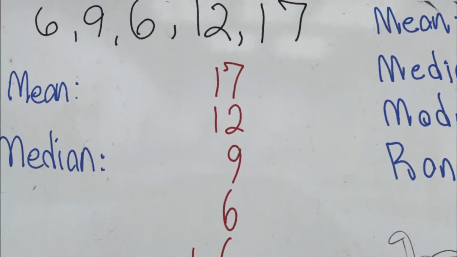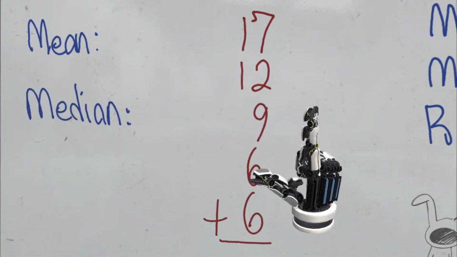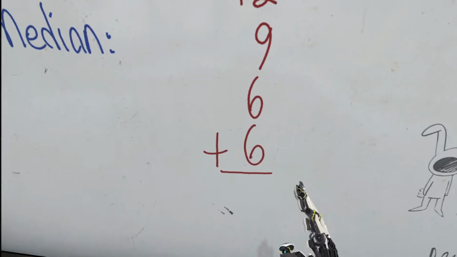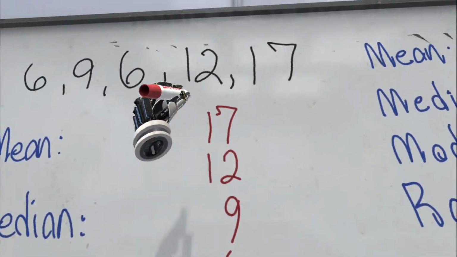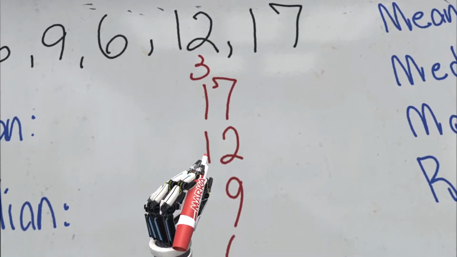Now we add it up. 7 plus 2 is 9. 9 plus 9 is 18. 18 plus 6 is 24. 24 plus 6 gives me 30. Put the 0 here. Put the 3 here. Carry it over from the 30. 3 plus 1 is 4. Plus 1 is 5.